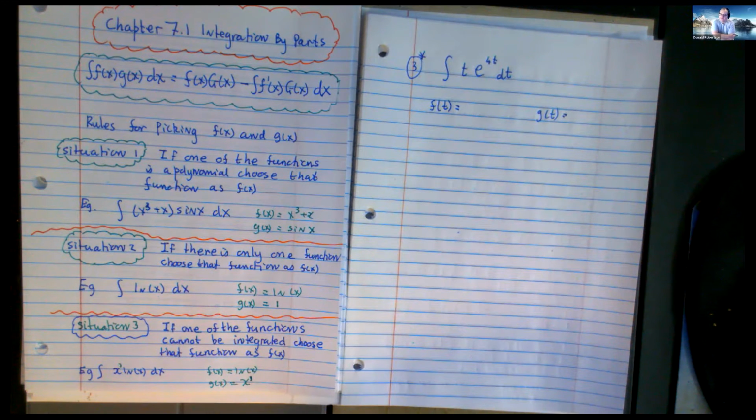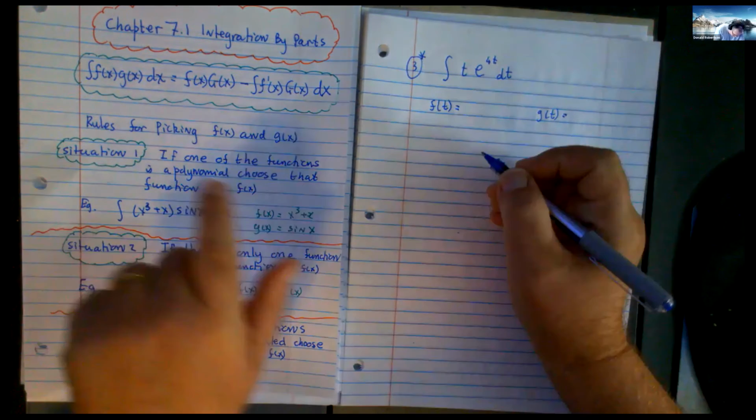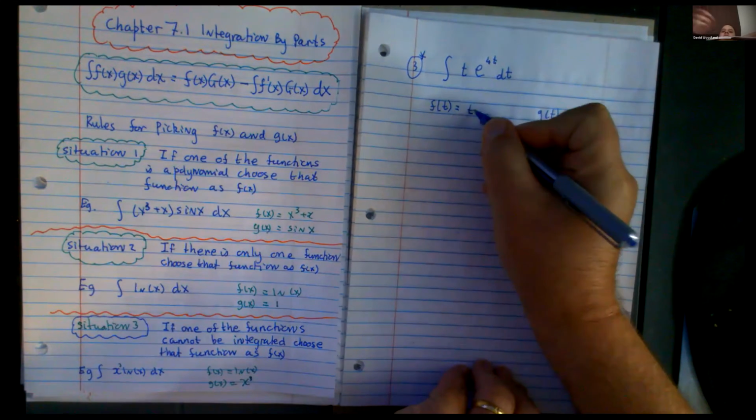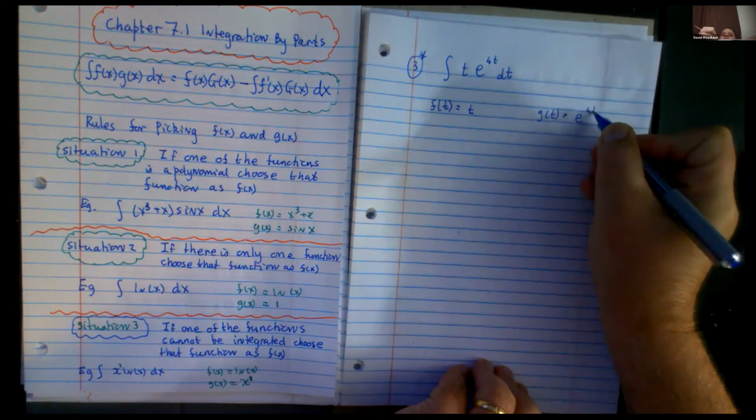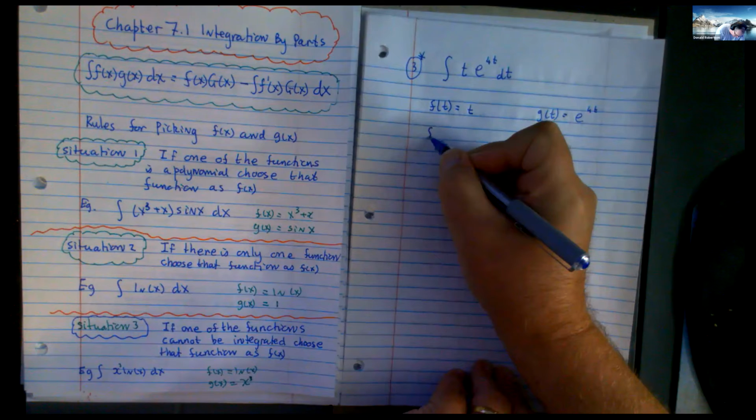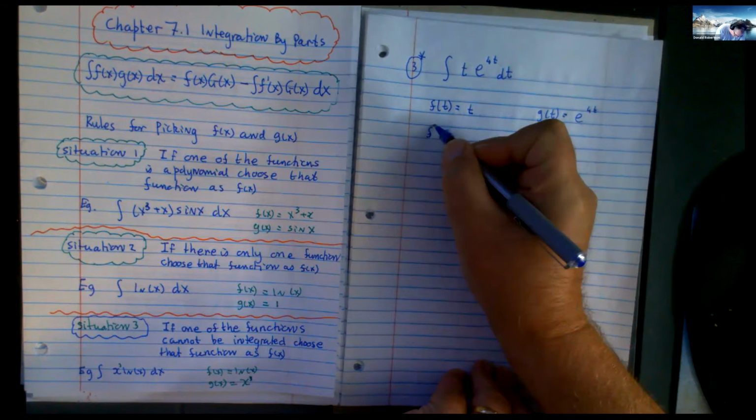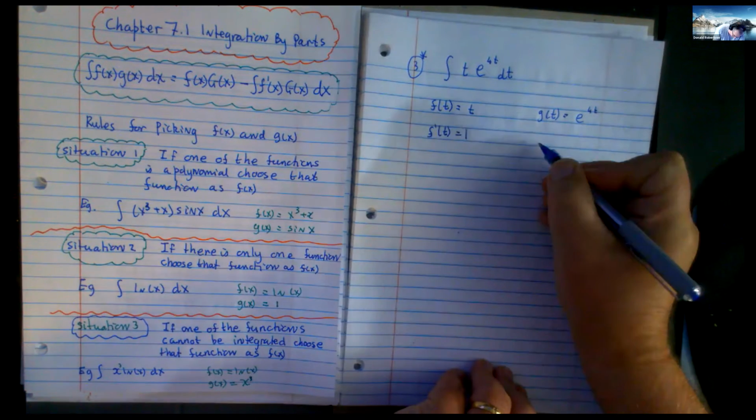Who is f of t in this story? T. Yeah, situation 1. Now, you want to differentiate this guy? You're going to get 1. You want to integrate this guy?